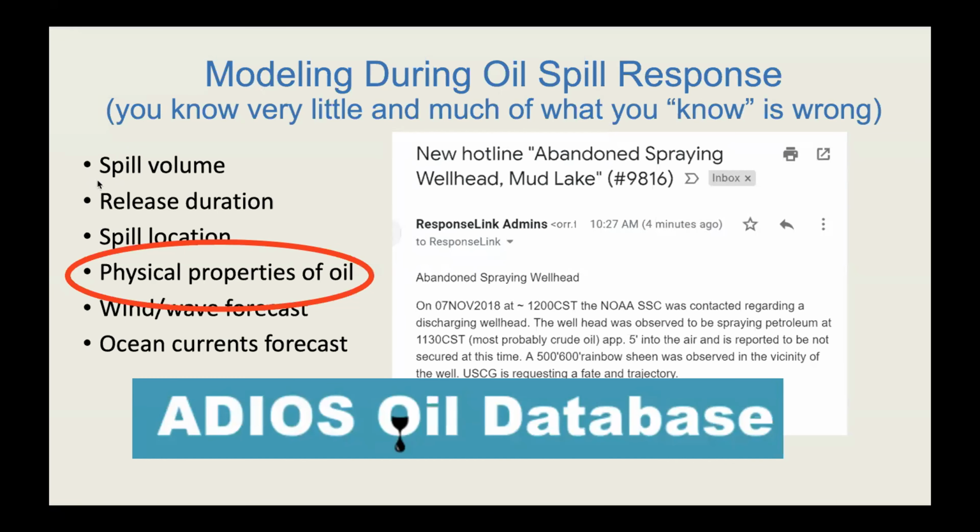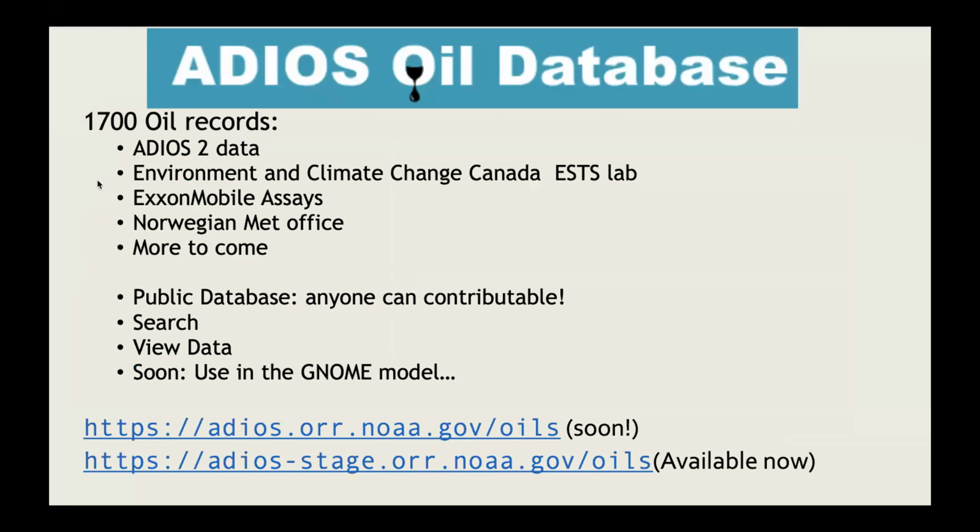And then we get to physical properties of the oil. If we want to understand how the oil is going to behave in the environment, and particularly if we want to model how it's going to weather and change, we need to know about the oil. And for this, we have a tool called the ADIOS Oil Database. We've been doing a lot of active development on this. There is a test version live right now. We hope to have it be officially live very soon.